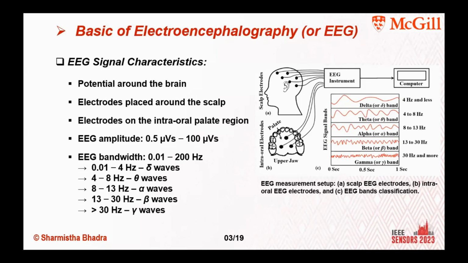EEG signal is a very small biopotential, in the range from 0.5 microvolts to 100 microvolts. So we need a very sophisticated data acquisition unit to acquire the EEG signal. The useful bandwidth is somewhere between 0.01 to 200 hertz. Normally we divide it into different bands and give them different names, like alpha wave and beta wave. Depending on the application, we focus on different bands of this EEG signal.